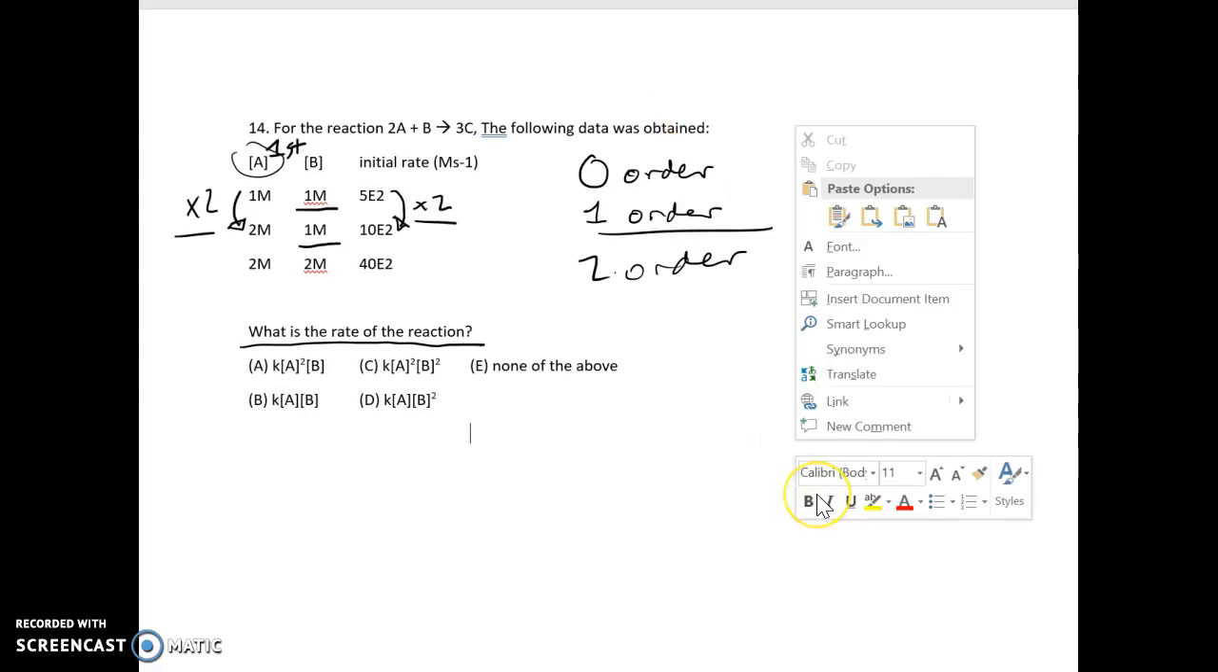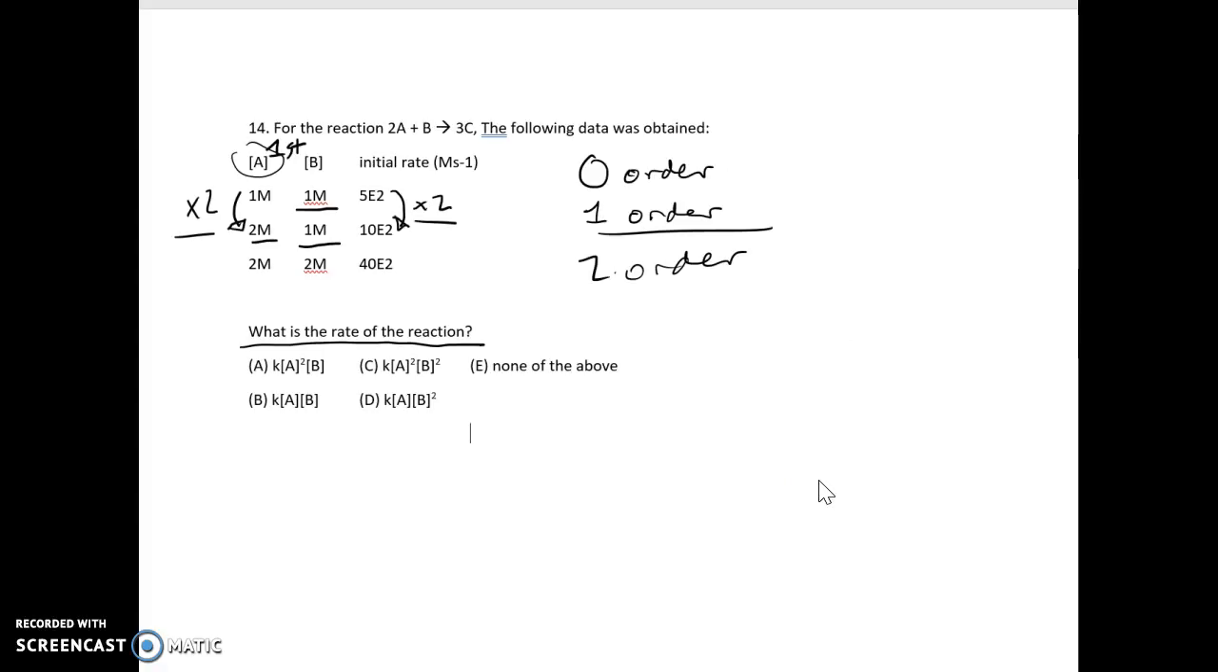Now we're going to look at B. For B, same thing, we have to find experiments where the concentration of A is constant. So in experiment 2 and 3, the concentration of A is constant.